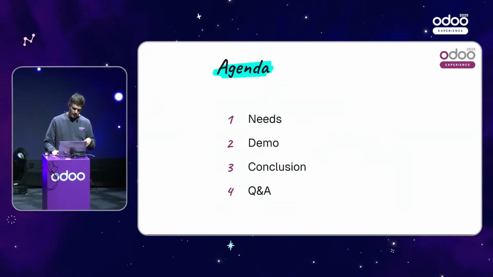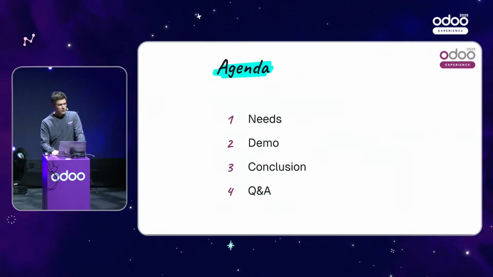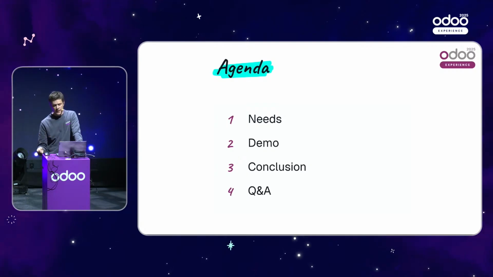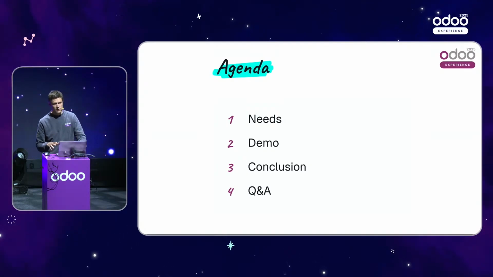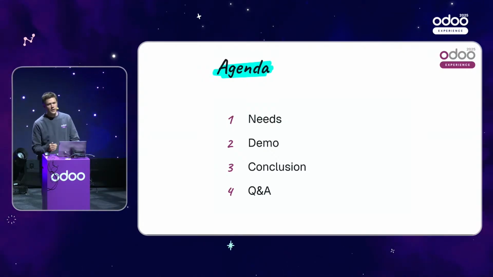So I will start first with the qualification of the needs of a library, because you know that it's really important to define clearly the need to give the proper answer after that. I will then do a demo in the Odoo database, the biggest part of this talk, and we will conclude and finish with the Q&A session.